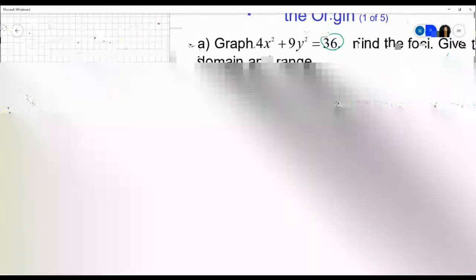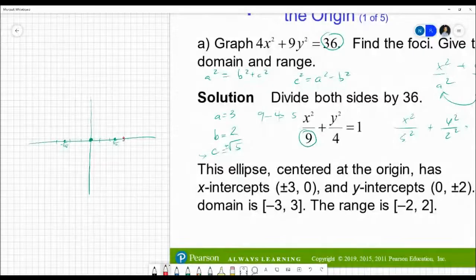And my a value runs along there. So it's at 3, here and here. And my b value is 2. So 1, 2. Let's say that's 2 right there, and that's 2 right there. So there we have our ellipse.